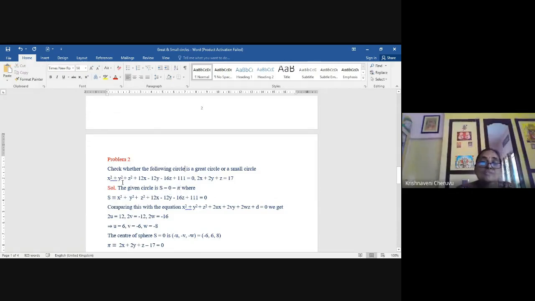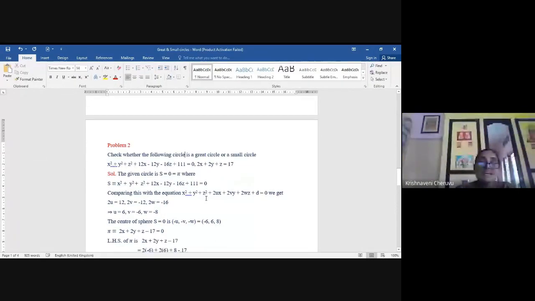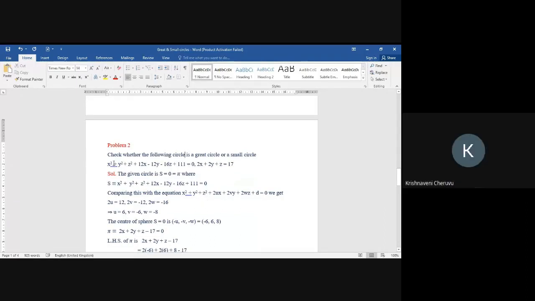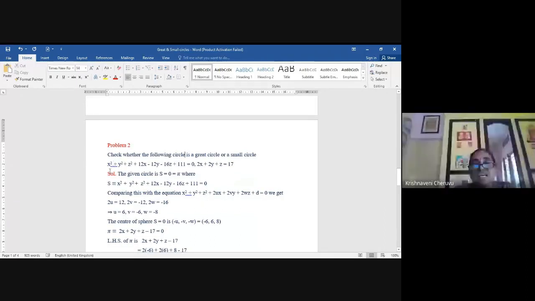When this sphere intersects this plane, you will get a circle. So you are given a circle, S equal to 0 equal to pi. You have to now identify whether the circle is a great circle or a small circle. First you find the center of the given sphere and check whether that lies on the given plane. If the center of the given sphere lies on the plane, then it would be a great circle.